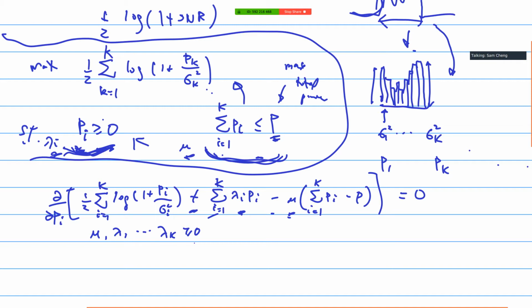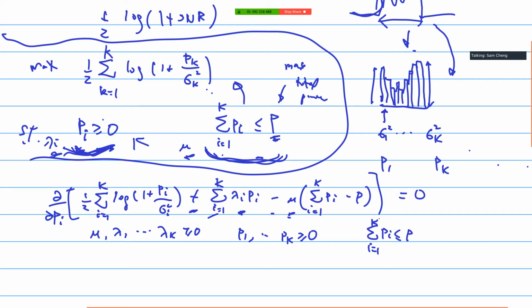I also need to have the original constraint for p1 up to pk should be bigger than or equal to 0. And then also the original constraint that the total power, the sum of pi, has to be less than or equal to p.